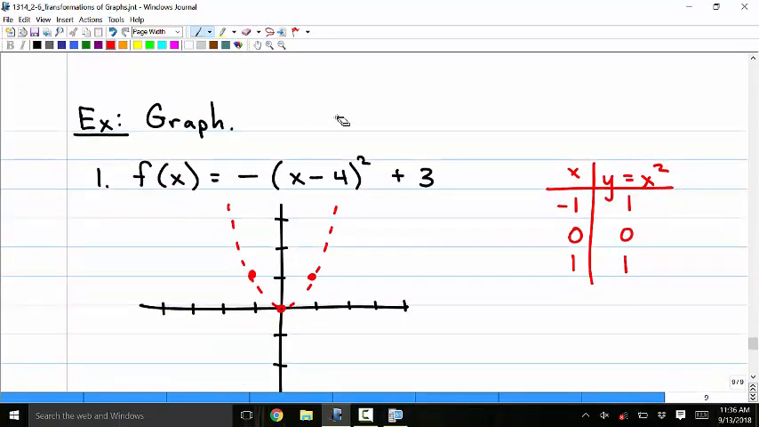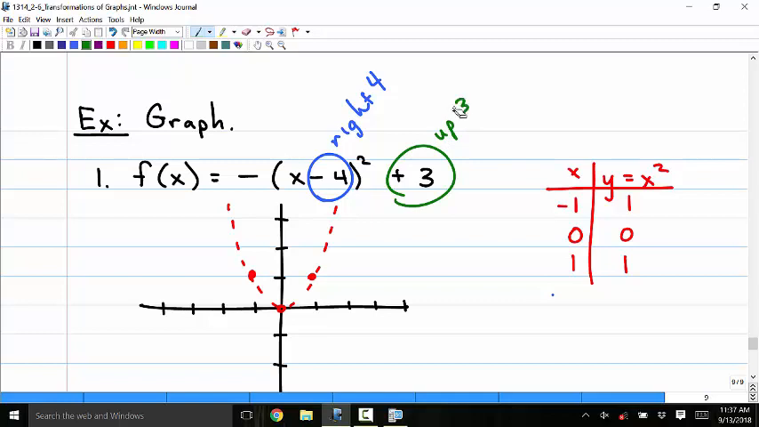Okay, let's go look at the three things we need to do to this graph. Do you see the horizontal shift here? Which way am I going? I need to go right 4. Do you see this one? What's that going to do to it? It's going to go up 3. And then I just heard somebody say reflect it. The negative out front reflects it over the x-axis. Perfect. Those are the three things I need to do.